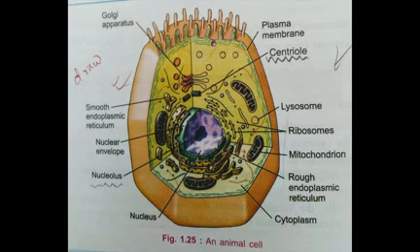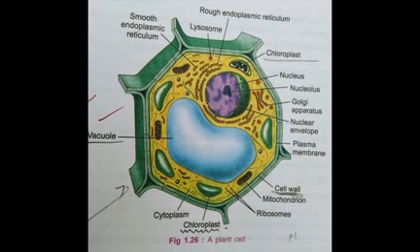Vacuoles are surrounded by a single membrane called tonoplast, T-O-N-O-P-L-A-S-T. In plant cells, the number of vacuoles is more and size is bigger in comparison to animal cells. Again, in plant cells, the vacuoles contain dissolved food materials, waste products and pigments, whereas in animal cells, vacuoles contain engulfed solids or liquids.